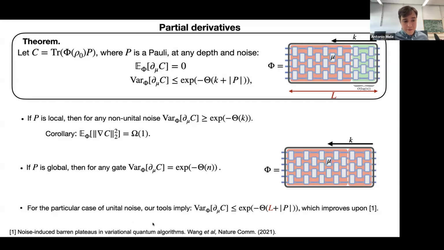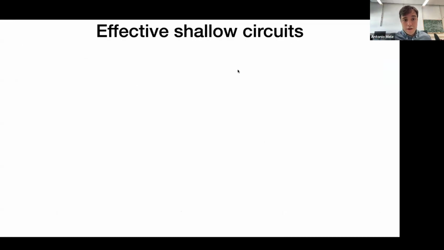The depolarizing noise is of a special family because if you keep applying it multiple times, you're sure that it converges to the maximally mixed state. While for other kinds of unital noise like dephasing, this is not really the case. Okay, and now let's go to.